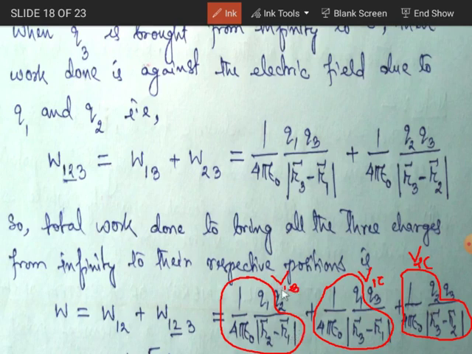So V1B times Q2 will give you the potential energy. V1C times Q3 will give you the potential energy in bringing Q3 against the electric field of Q1, and this will be the electric potential energy. That means V2C times Q3. Got it? Yes.